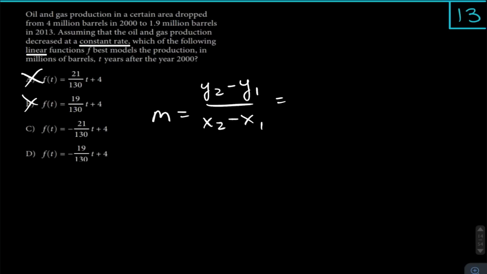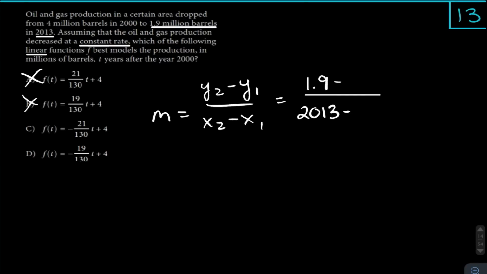Right? So we could pick our final destination. That's the x2, y2 point, right? That's the final amount of barrels that we get, and that's 1.9 million. So we can just write that as 1.9, right? And you just know that your slope is going to be in the millions, right? So we know that that corresponds to 2013.